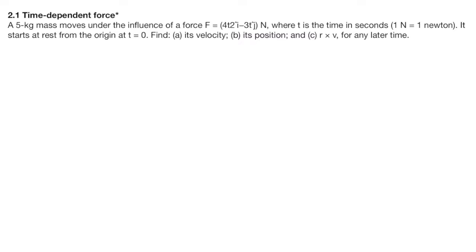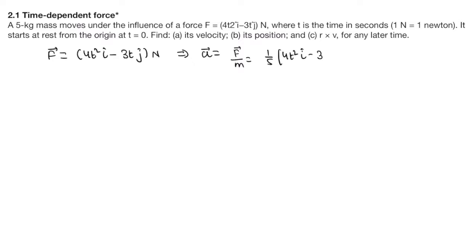So I have this force. Let me just write it down as F vector equals 4t squared i cap minus 3t j cap newtons. And from here I want to calculate its acceleration vector. It will be just F vector divided by m, that is 1 upon 5 times 4t squared i cap minus 3t j cap meter per second square. And from this I can actually calculate my velocity, and that is my first part.